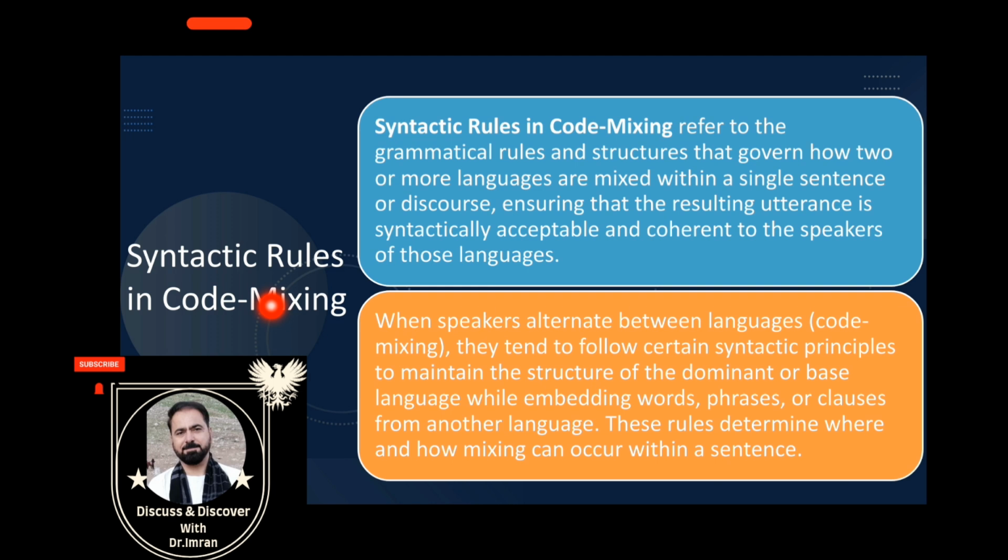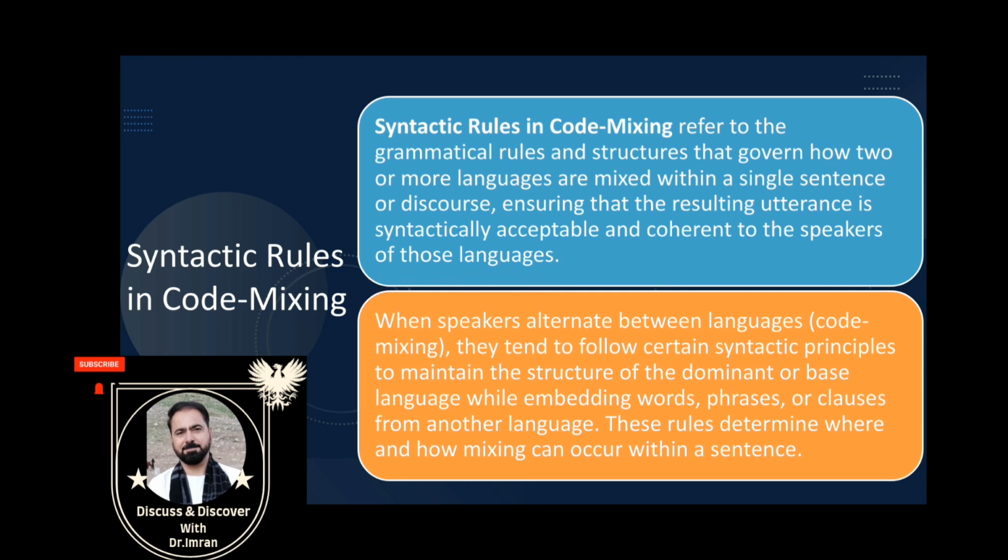So, what are the syntactic rules in code mixing? This is very, very important. Syntactic rules in code mixing refer to the grammatical rules and structure that govern how two or more languages are mixed within a single sentence. So, what kind of grammar will you use when you are mixing two languages in a single sentence or discourse, ensuring that the resulting utterance is syntactically acceptable and coherent to the speakers of those languages.